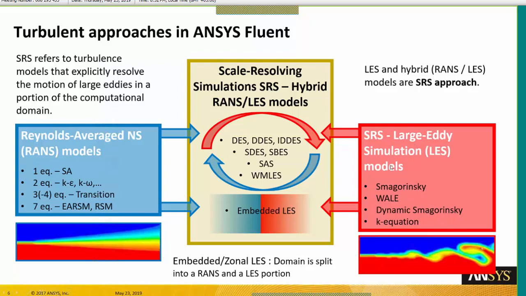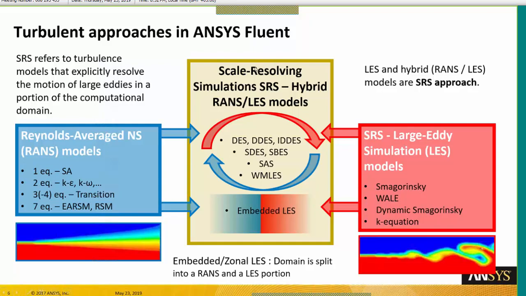It points to very classical models such as Smagorinsky, which is very old, 1963, and you have some variants: the WALE model, which adapts the local eddy viscosity, dynamic Smagorinsky, and the k equation model as well. So clearly these models are available for the LES portion of your hybrid RANS LES models.